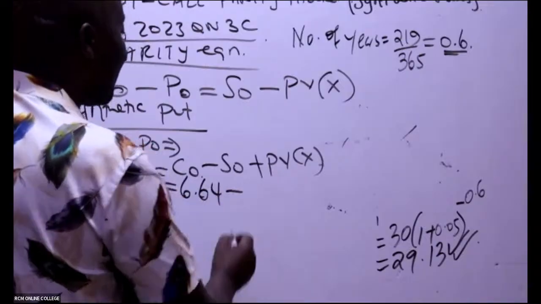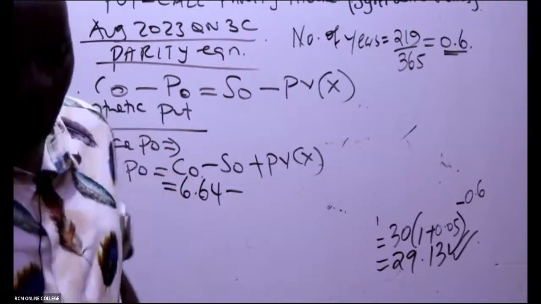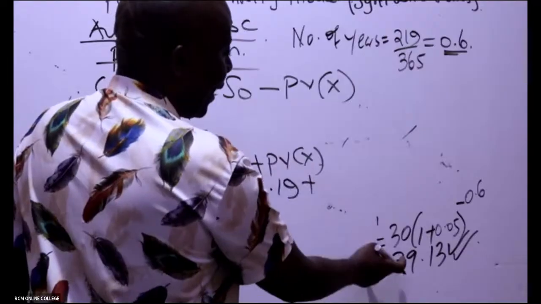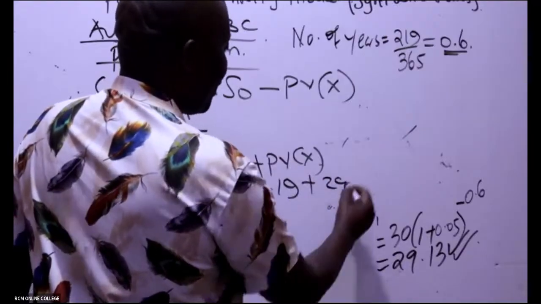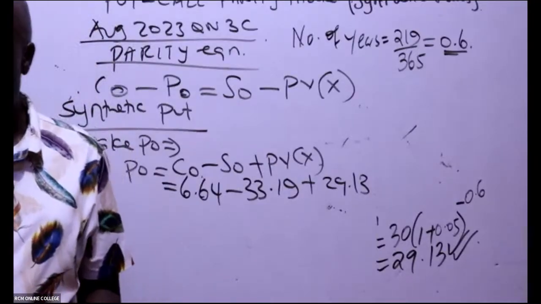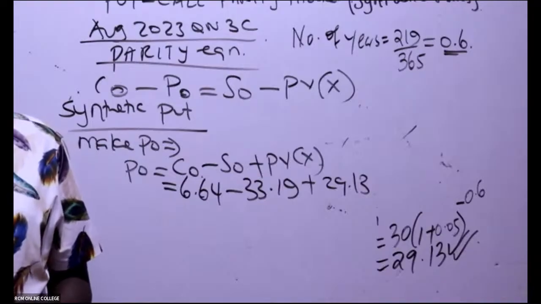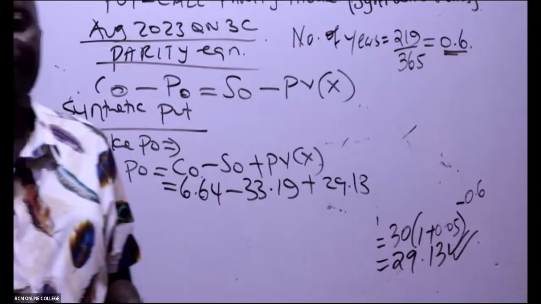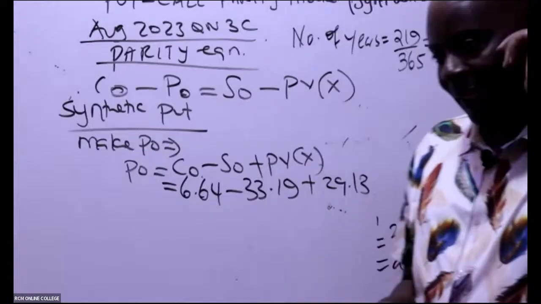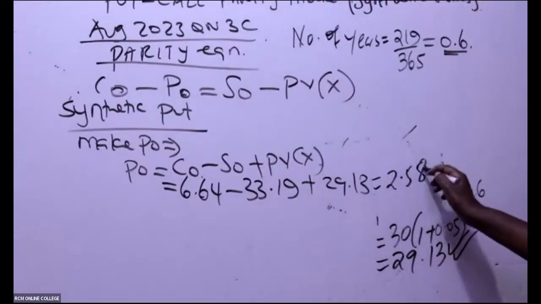Minus SO, the one given in the question, is 33.19. Present value of X is 29.13. So is there somebody who is able to give us this answer now? I'm being told by Lavi, I'm being told by Beauty, 2.58. Is that okay? 2.58. That is the answer. Thank you so much.